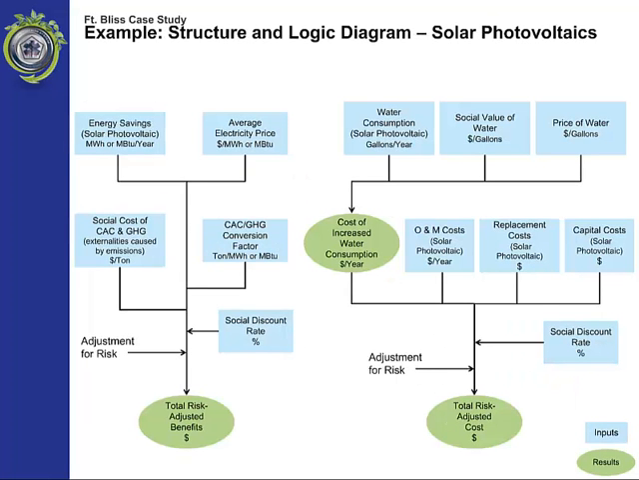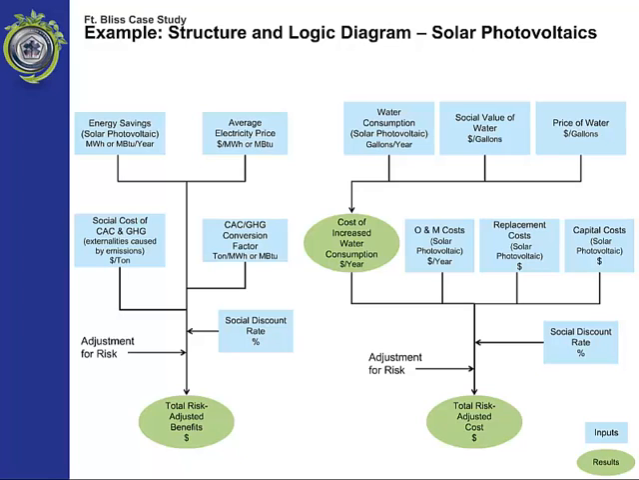Now we will walk through the process of applying the SROI framework to one of the 15 strategies evaluated during the S1 phase. This slide shows the structure and logic diagram developed for using solar photovoltaics as a source of clean power generation for the hospital. The diagram illustrates the inputs for the calculations underlying the analysis. The primary benefits are the reduced electricity costs and the corresponding decrease in greenhouse gas and criteria air contaminant production.